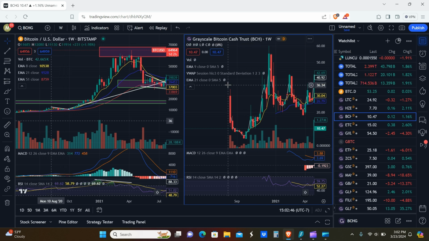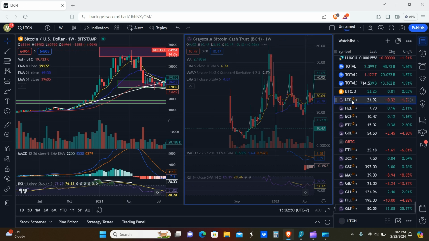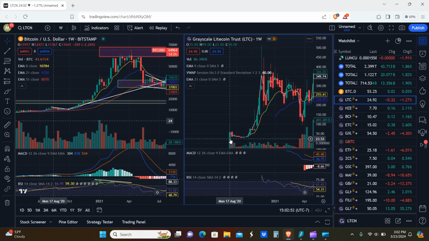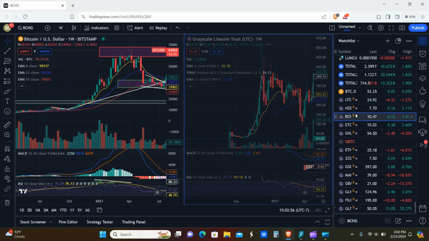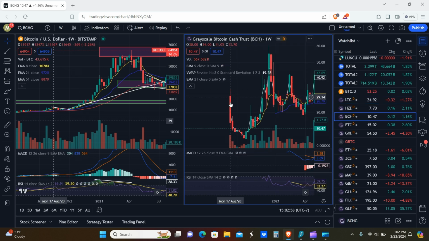So LTCN's bottom was kind of further back. If we actually go back here, you can see that LTCN was sitting at lows from August until October. So it was a little bit more slow moving than BCHG, but BCHG was actually pretty high up in August of 2020. Part of that probably was because of the DeFi summer.